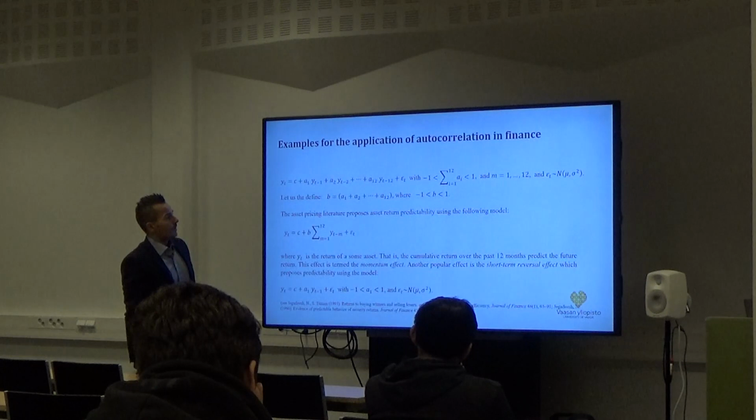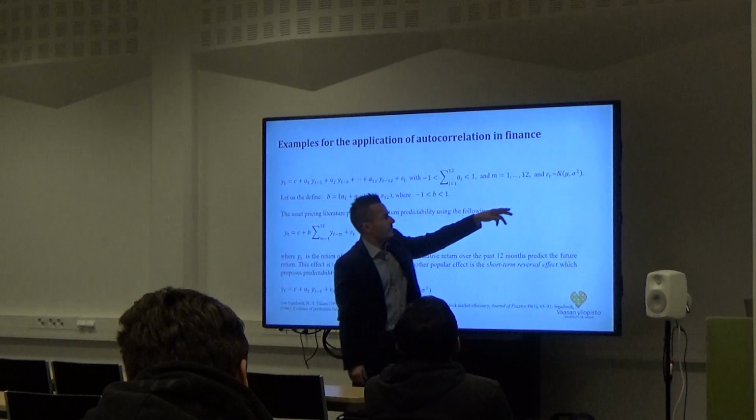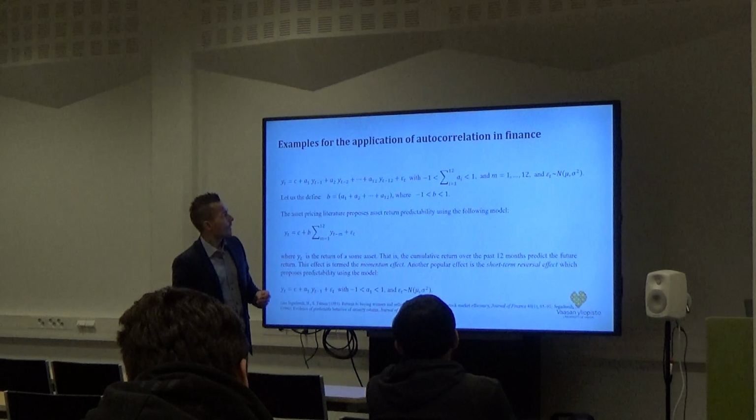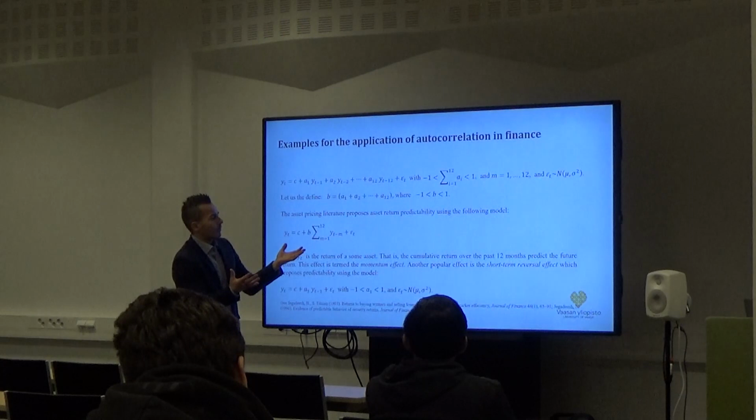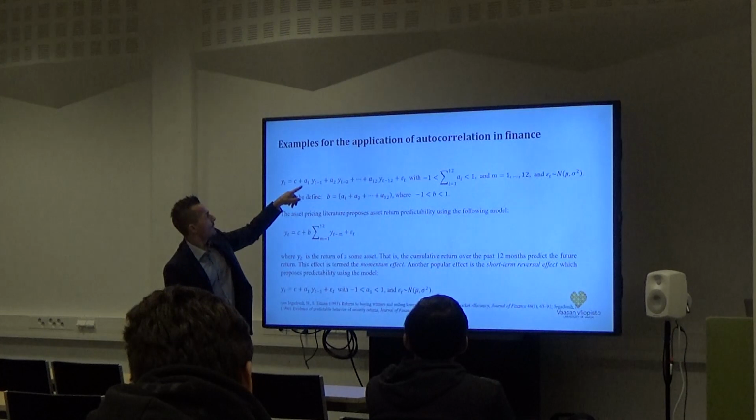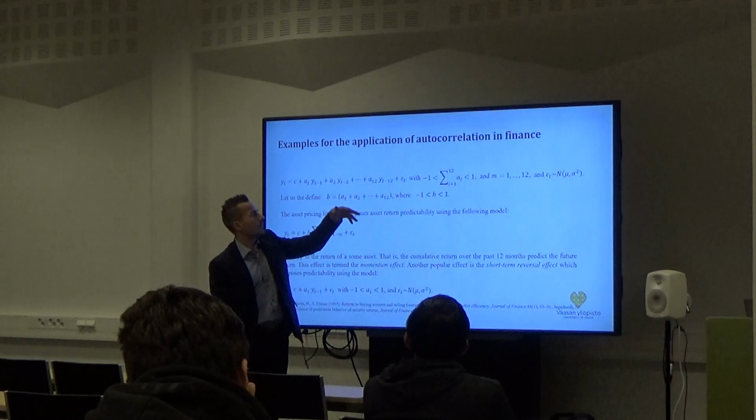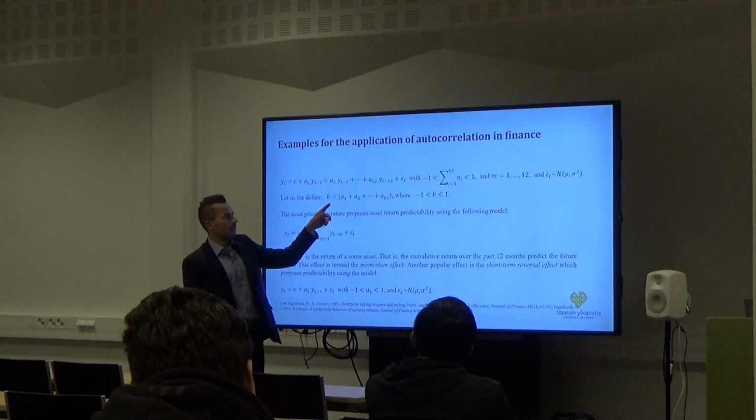And people usually assume that this y_t is normally distributed with some mean mu and variance sigma squared. What we can do now is define the parameter B that summarizes, that takes the sum of all of these parameters a1 to a12, the parameters measuring the exposures to the lags. And of course, for B the same must hold: B should be between minus 1 and 1.